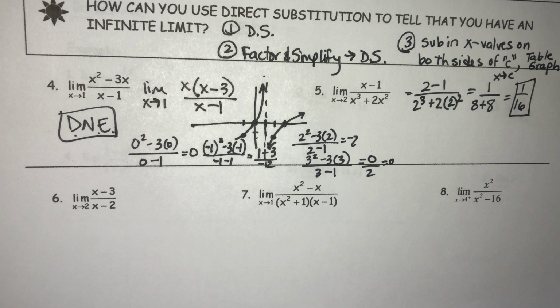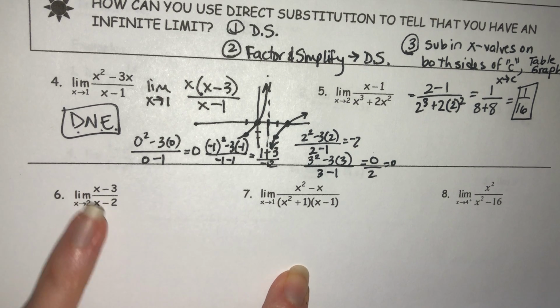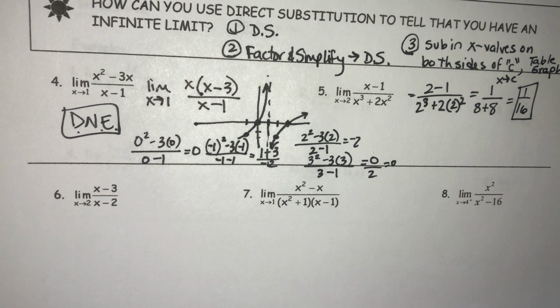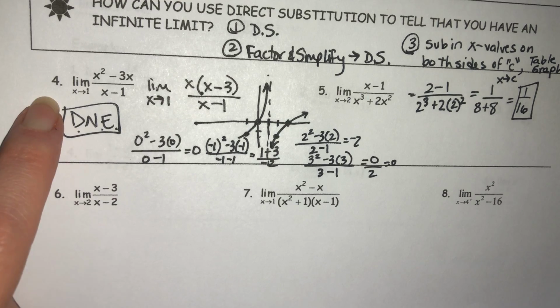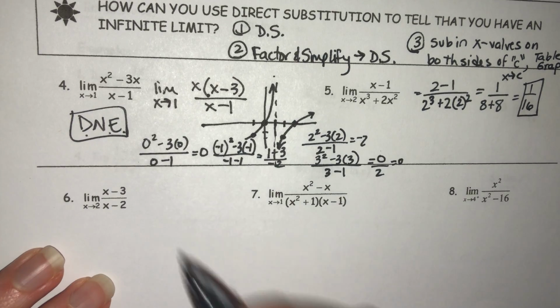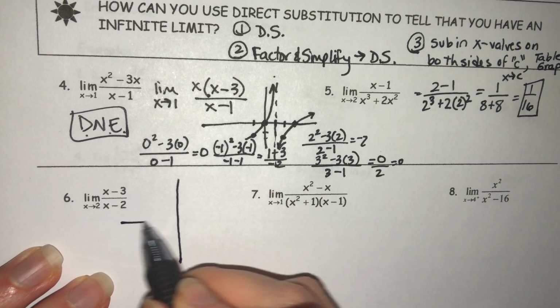Okay, hopefully you've had a chance to do this. If you try to do number 6 with direct substitution, you get division by 0, so that won't work. So factor and simplify, there are no common factors here. That won't work either. So this is another one like number 4, where you need to make a table and a graph. So here's my little graph.